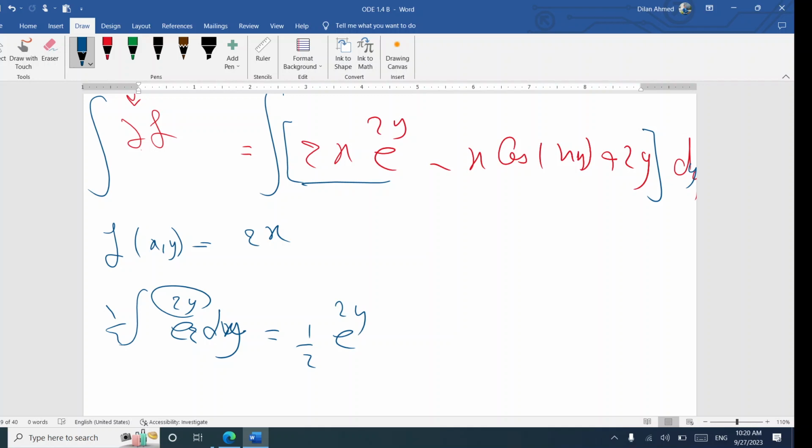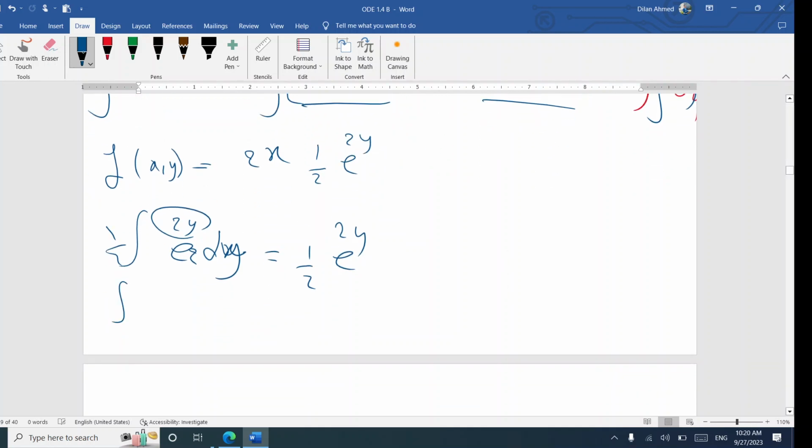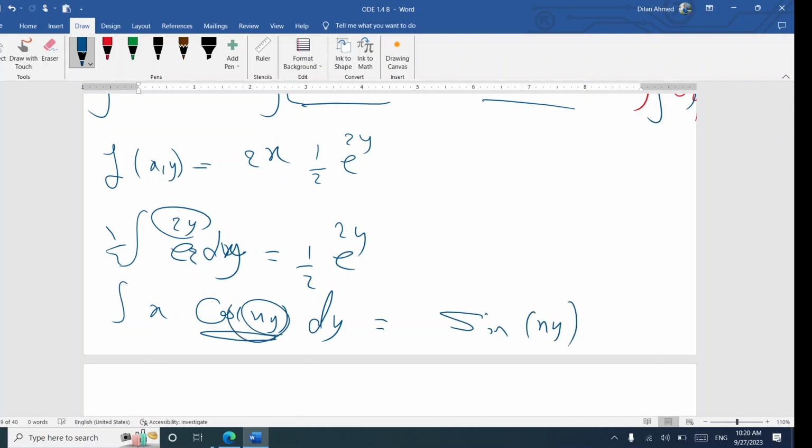Calculus 1 and 2. So, I will get 1 over 2 e to the power 2y. Integral of what? Integral of x cosine xy, with respect to y. So it's easier. Integral of cosine gives sine. But we need the derivative of the inside. The derivative of this is equal to what?